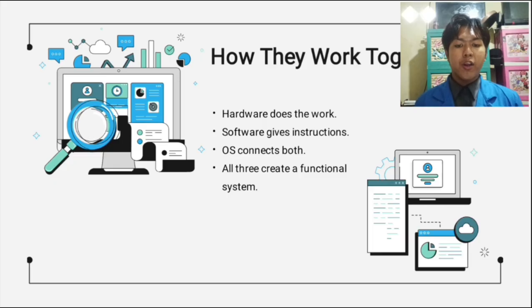For example, when you open Microsoft Word, the software tells the operating system to display a window, and the OS communicates with the CPU, RAM, and monitor to make that happen. Without any of these parts, the process wouldn't work. They all depend on one another to create a fully functional computer system.